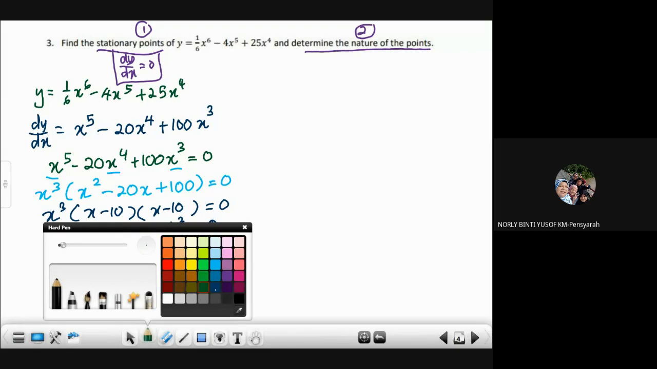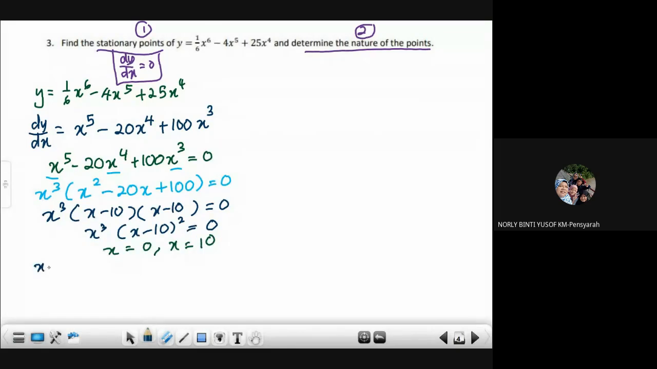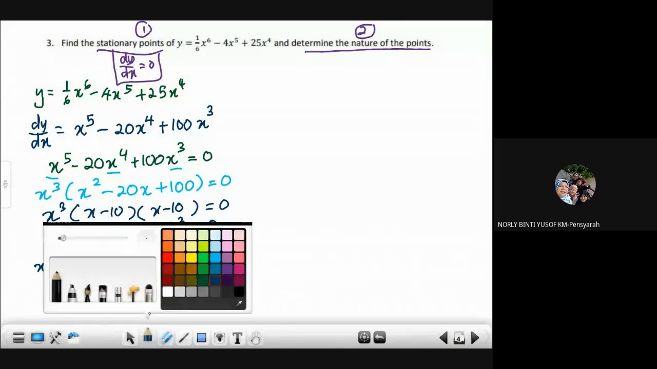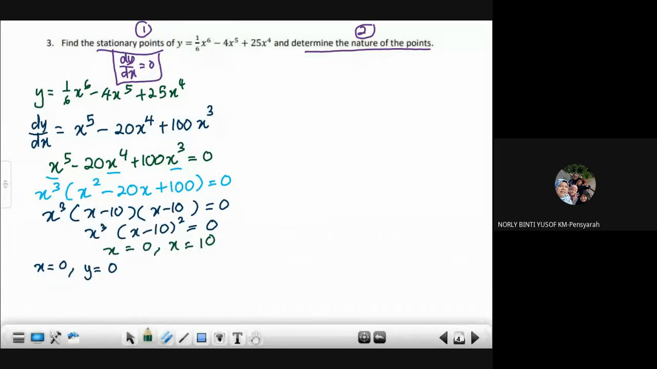Okay, same, you got two critical points. So find their pairs. So x equals 0, y: you substitute. Coincidentally all the terms have zero, so it is zero. And then x equals 10, you substitute inside: 1/6 times 10^6, minus 4 times 10^5, plus 25 times 10^4. You will get a greater value but in fraction: 50,000 over 3. That is your y.